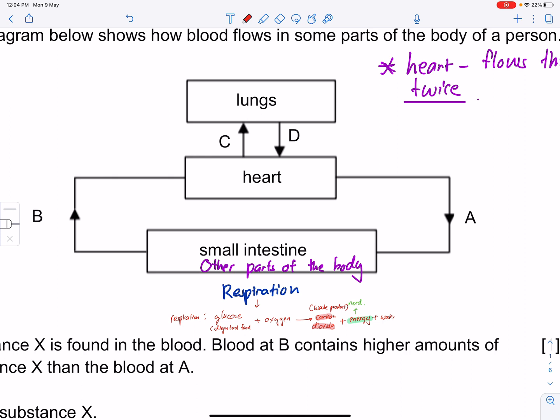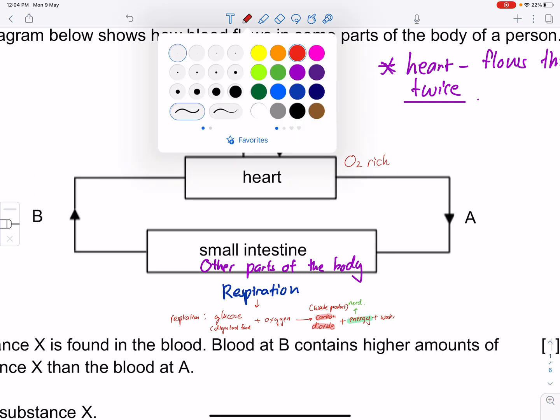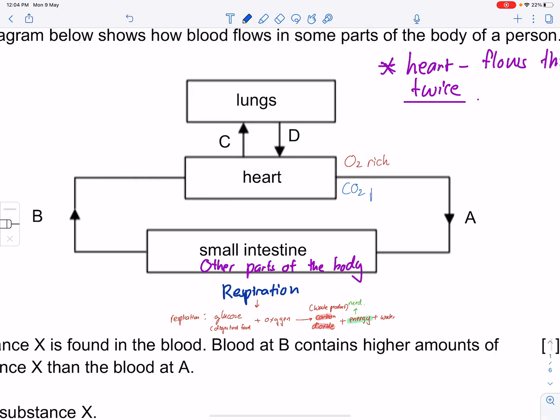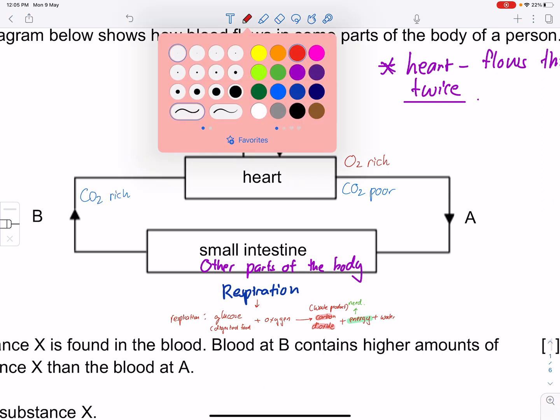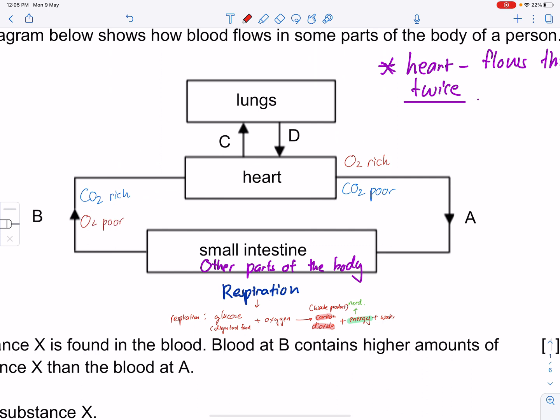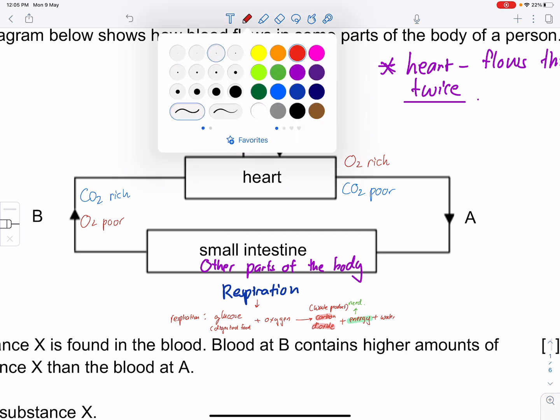So blood that is flowing here, we can say this is oxygen rich and carbon dioxide poor. But once it passes this point here, the opposite is true. This is now carbon dioxide rich and oxygen poor. Now, because it's now poor in oxygen, it will return to your heart. Now, at your heart, your heart will actually pump the blood back to your lungs, where it carries out this very important process known as gaseous exchange.